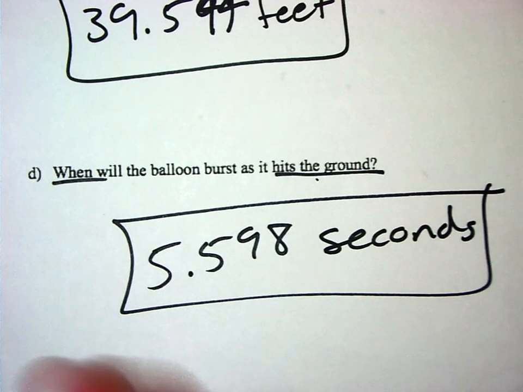All right, and there we go. That's interpreting key features in real-world situations. All right, as long as you follow what your x and y axis should be labeled, you should have no problem.